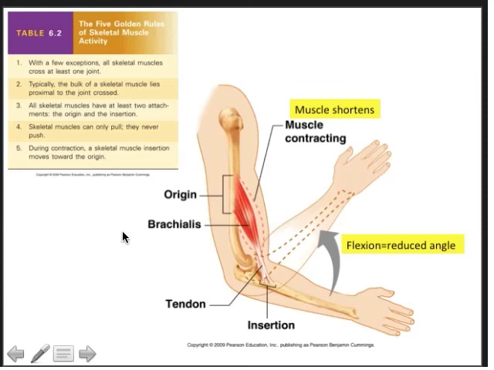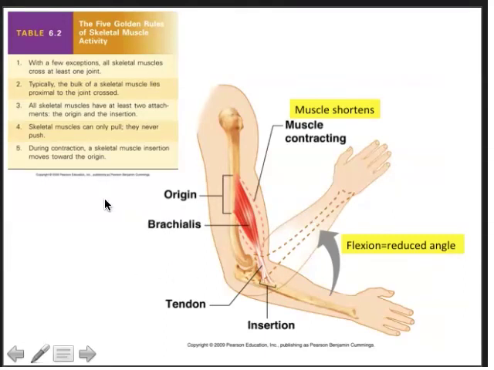A joint is where two bones come together and are able, through the action of muscle, to perform a type of activity, an action, a movement of some type. Typically, the bulk of the skeletal muscle that moves a joint lies proximal to the joint that it crosses, meaning nearer to the trunk. All skeletal muscles have at least two attachments. One is the origin, which is the attachment to the immovable part of the joint, the bone that does not move, and the insertion, which is the attachment to the part of the joint on the bone that does move.